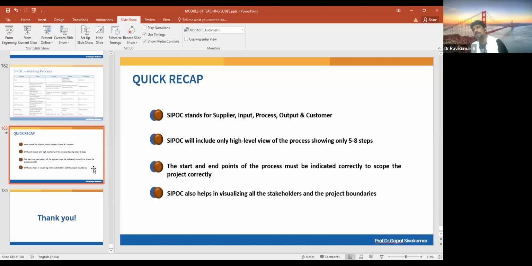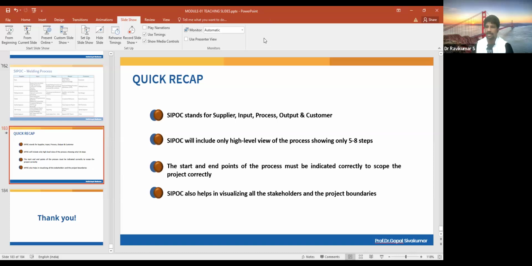Then finally, in order to ensure that the team members understand the entire activities and the various inputs and outputs of the process, you have to develop a SIPOC. The SIPOC helps you to understand the process activities, where it starts and where it ends, and what the project boundaries are. That's it for today's discussion.